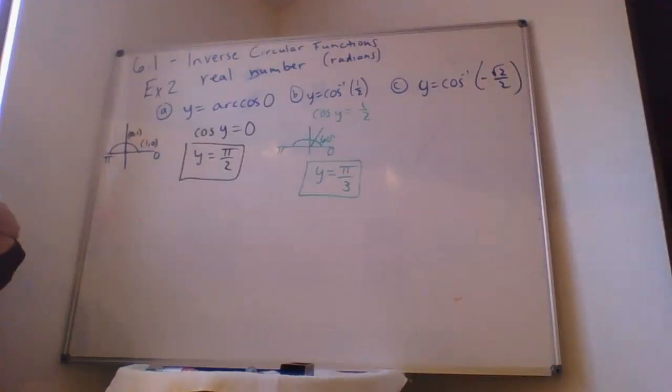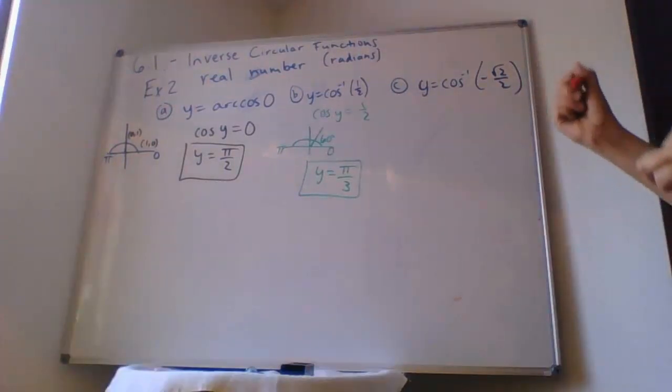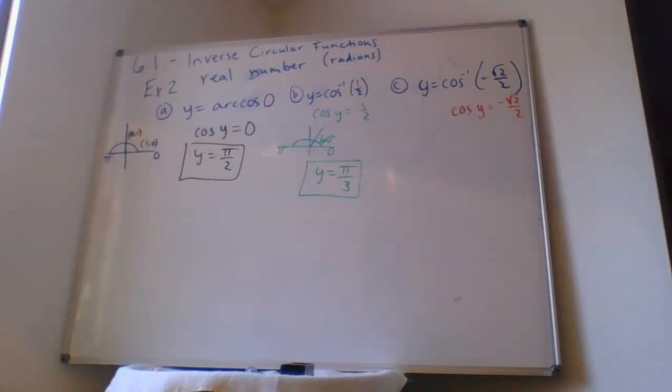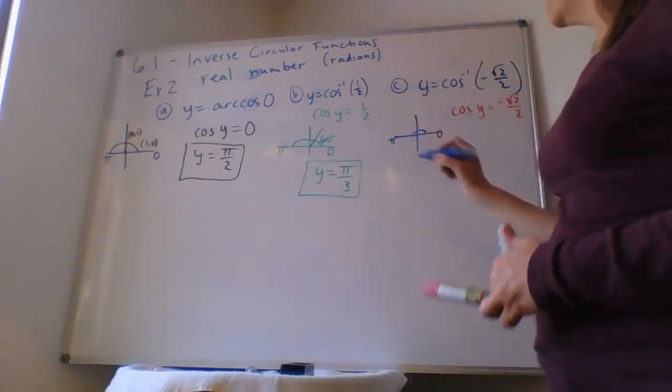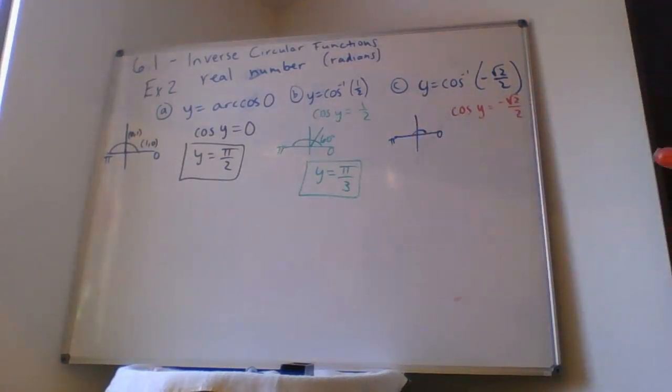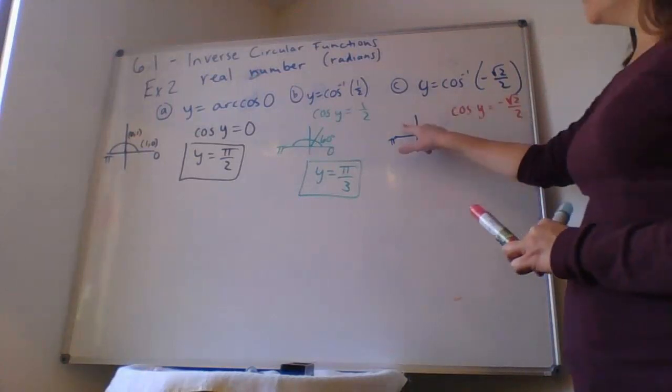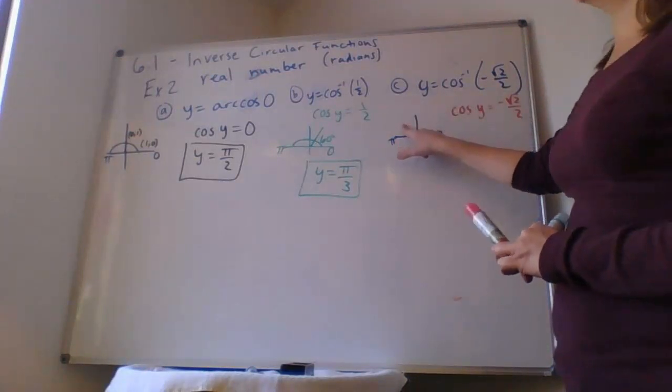I added c so we could do a cosine inverse of a negative. Let's convert. So we get cosine y equals negative radical 2 over 2. Because I'm looking for a cosine inverse, I know I need to be 0 to pi. Only one answer. And if cosine is negative, I must be in quadrant 2.